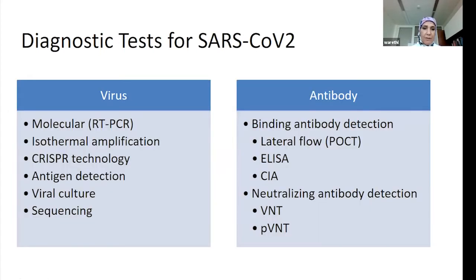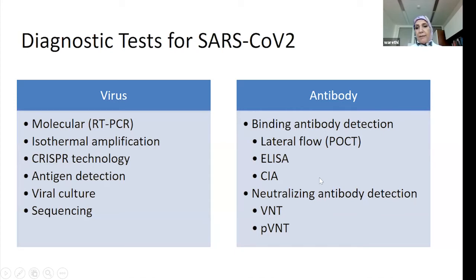Now, for virus detection, there are several methods available. But the most popular one and the gold standard really is the RT-PCR. But there are also other methods like isothermal amplification and CRISPR technology. There are some antigen detection tests now available and FDA approved. The sensitivity of these is not very good. Some of them are specific. There are viral cultures and sequencing also as methods, but they are only available in research settings.